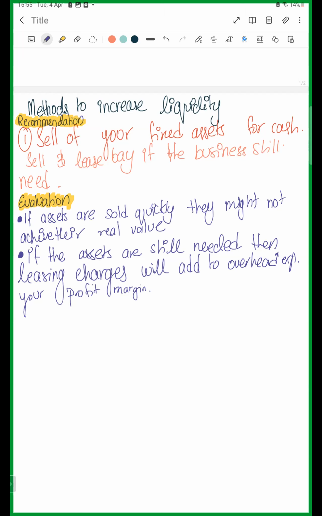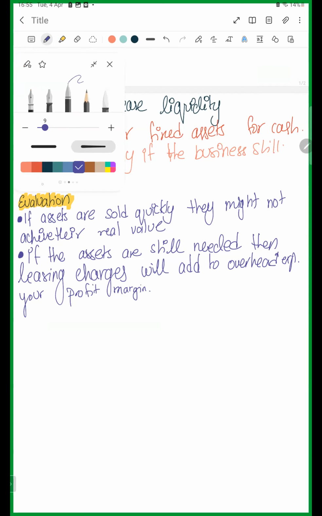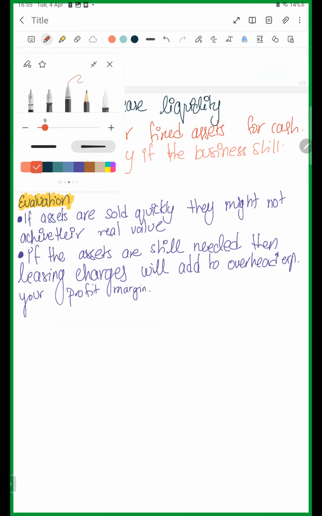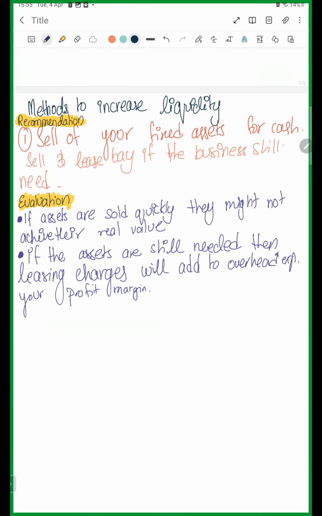Can you re-explain this one, please? Okay. So like I said, if you still need the machinery when you're selling it off, you're leasing it back, right? So when you're leasing something, you have to pay installments. You know what installments are? A smaller amount of the great amount that is the final payment.